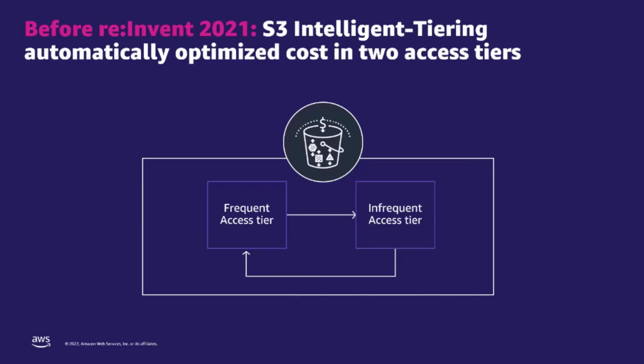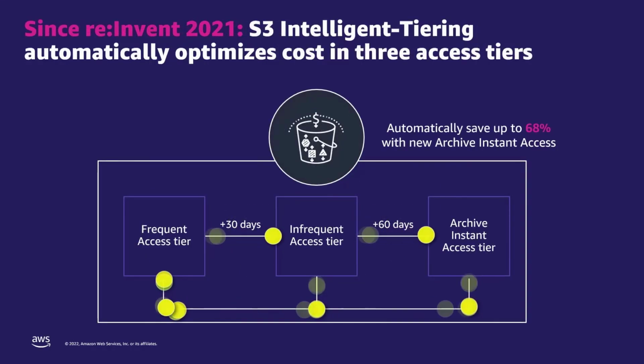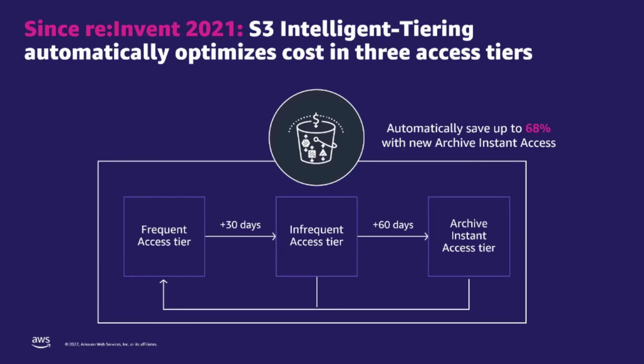And now, with the launch of the Archive Instant Access tier, we give customers the benefits of automatic cost optimization and the lowest storage costs for rarely accessed data that needs immediate retrieval. Similar to today, objects uploaded to the S3 Intelligent Tiering storage class are first stored in the frequent access tier, and any objects not accessed for 30 consecutive days are automatically moved to the infrequent access tier at 40% lower storage cost. And now, Intelligent Tiering automatically delivers 68% lower storage cost relative to the infrequent access tier for any objects not accessed for a total of 90 consecutive days.